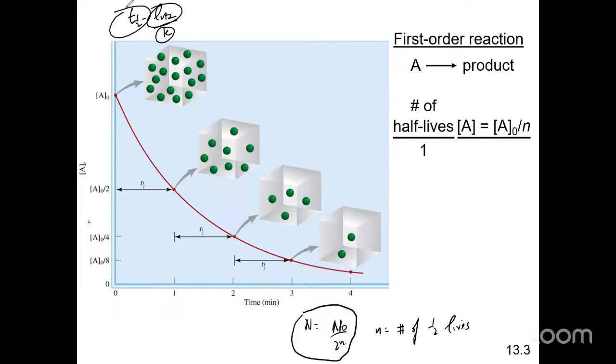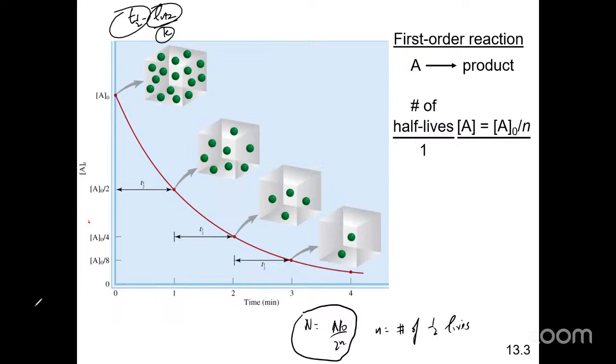What I just said about the half-life being constant is not true for zero order reactions. In the case of zero order reactions, the half-life is dependent on the initial concentration of A. And in the case of second order reactions, which we're going to look at shortly, you're going to see that there's also a dependence of the half-life on the initial concentration of A. But in the case of first order reactions, that's not the case.